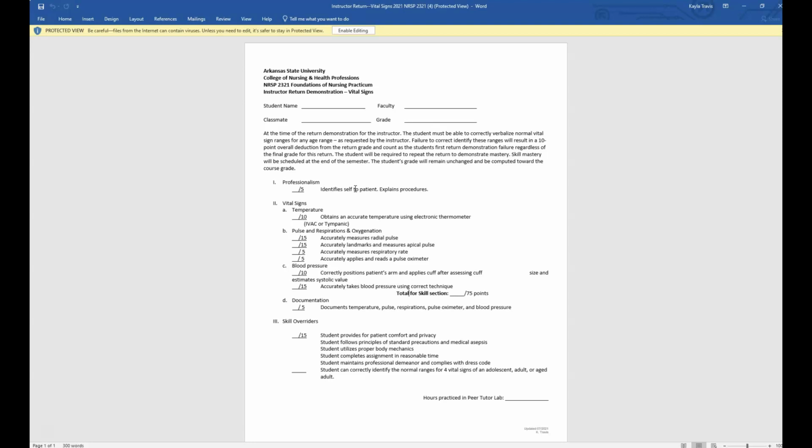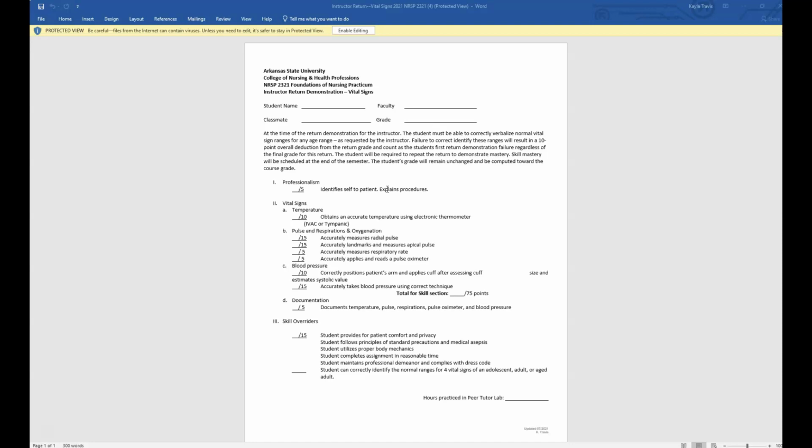Correctly applying and reading a pulse oximeter, that has to be done after you've done your heart rate. The reason for this is your pulse oximeter does also give you your heart rate in addition to your oxygen saturation. So no doing it before you take your radial and apical pulse. You can take your blood pressure at this point, and again, I want to make a point that you do not have to do things in a specific order. Besides the radial pulse, apical pulse has to be done before your pulse ox. So if you want to start with your blood pressure, you're more than welcome to do so.